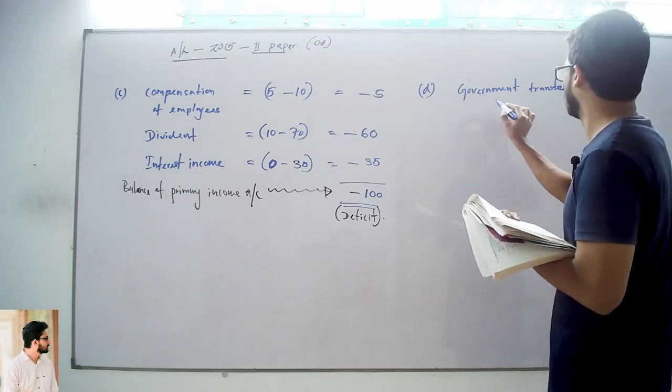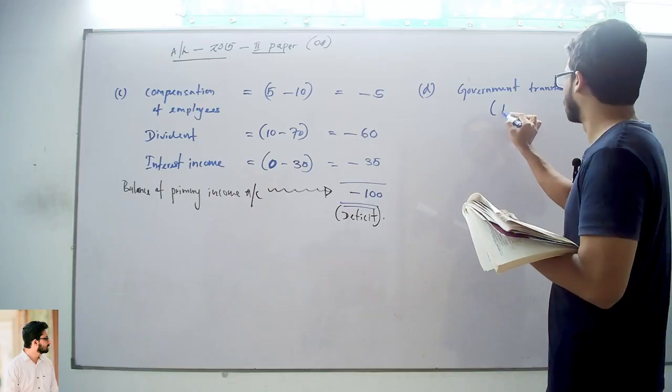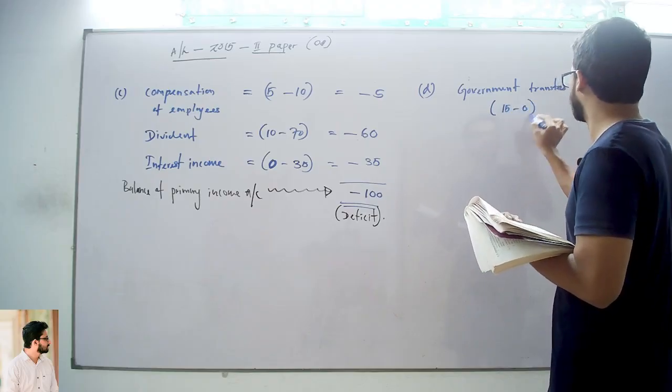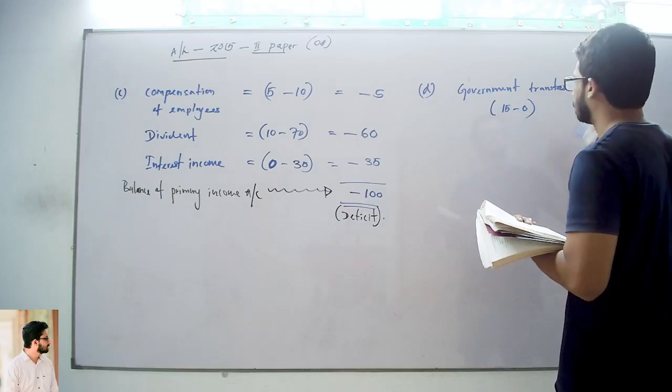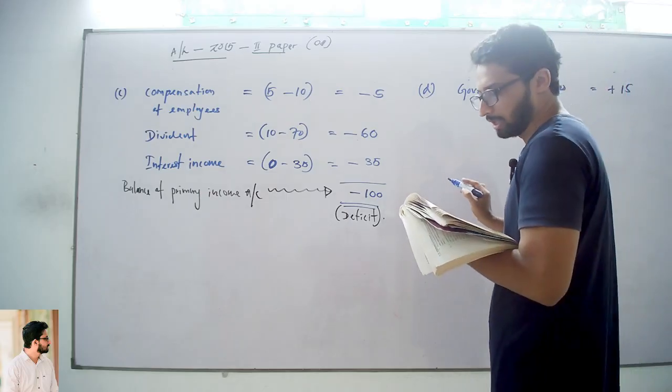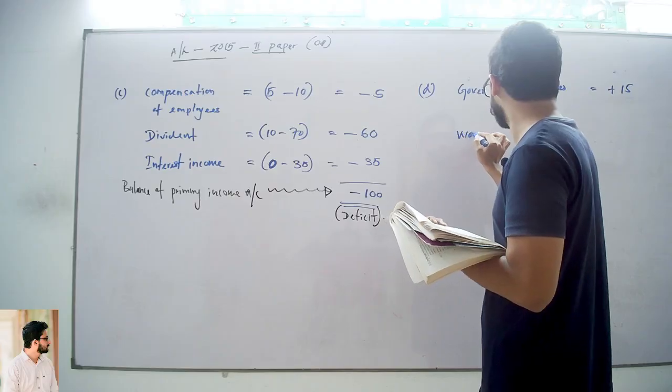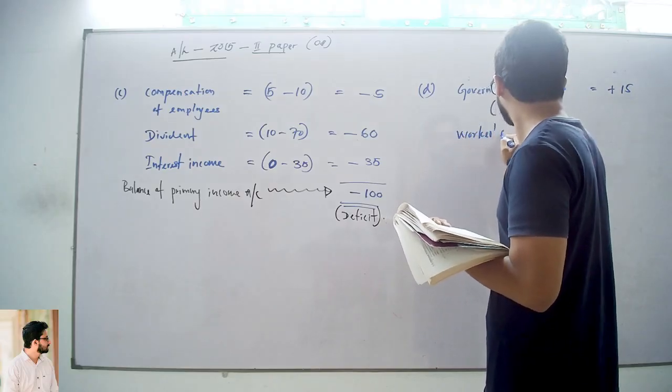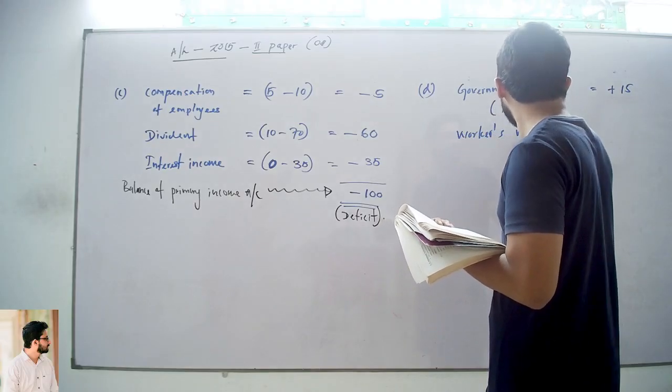Government transfers, payment, sorry. Receipts 15, no payment. So it should be a plus value, plus 15. The other main one, workers' remittances.